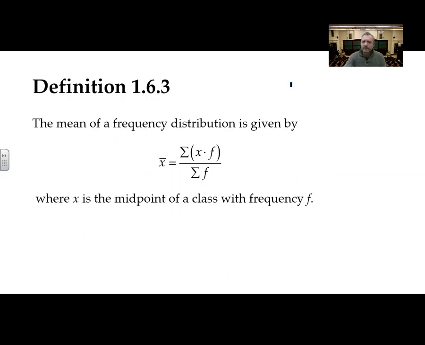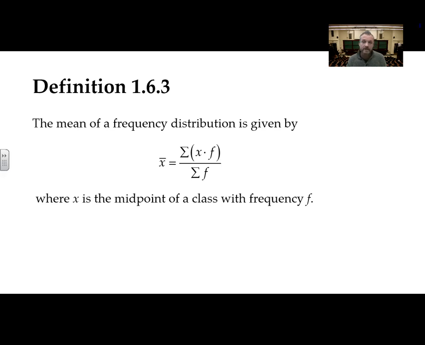Well, what if we have a frequency distribution? Remember with the frequency distribution, we have all these classes, and then we're fitting our values into those classes. Is there a way to find the mean of a frequency distribution? And is that a little simpler to do than the regular mean? Because you could just take all your data and add them, divide by how much data you have, and that would give you a mean.